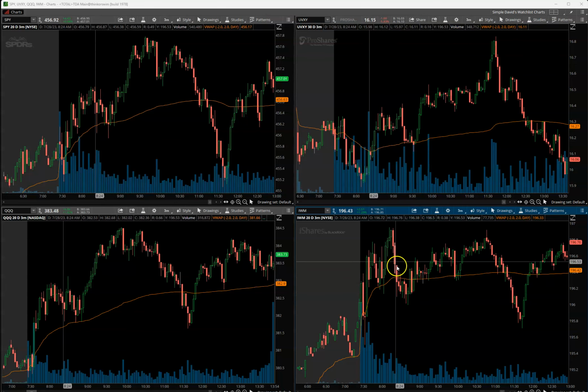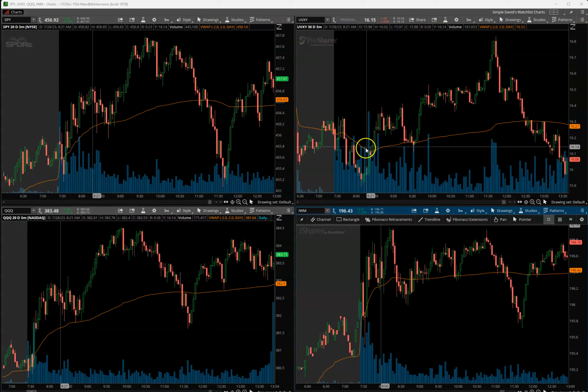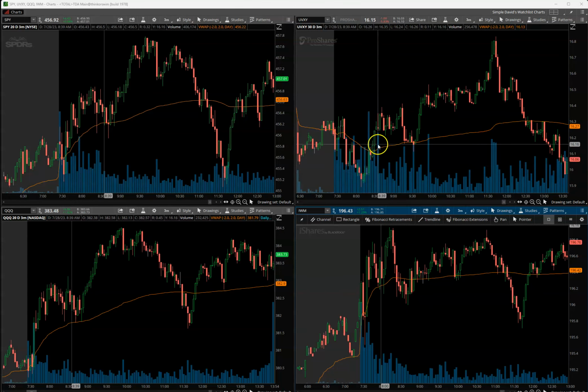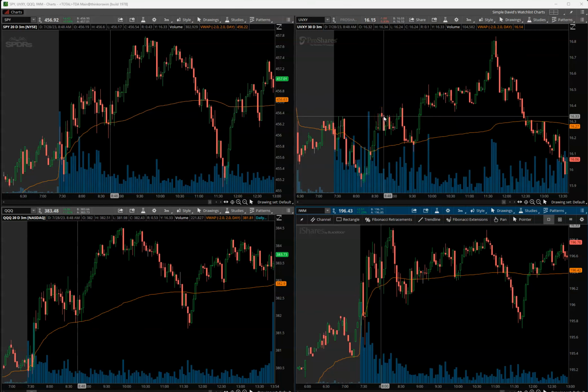On the same side, on UVXY, which is the short-term volatility, we are seeing, starting at 8:18, a pretty big push up on UVXY, breaking through VWAP. And this is telling me that volatility is increasing, and when volatility increases, typically we're going to see those sharp moves down.